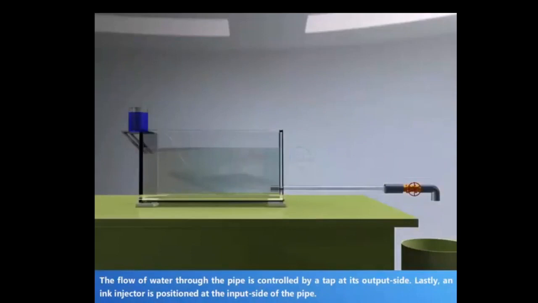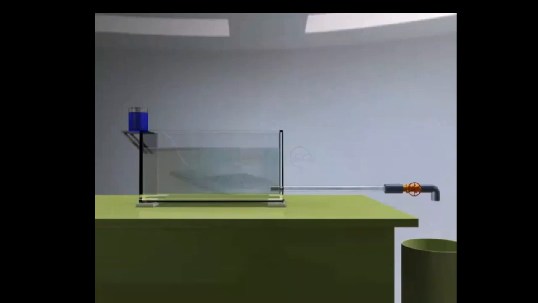See, this is a small overhead tank. We can see in this video, there is a small overhead tank which contains a colored liquid, that is dye, having the same specific gravity as that of water. This arrangement is used for the Reynolds experiment. The flow of water through the pipe is controlled by this valve.